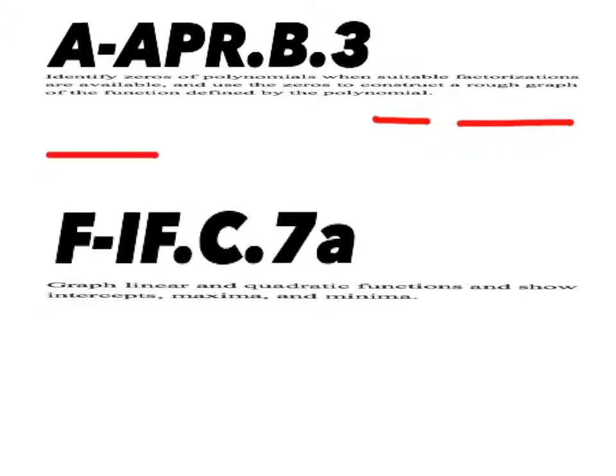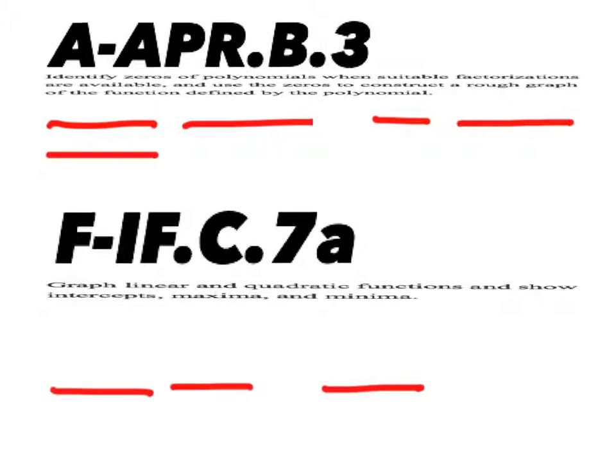You've already identified zeros of polynomials in the last 2 weeks. Those are the x-intercepts. And then F-IF.C.7e or C7e, graph linear and quadratic functions and show x and y intercepts, maximums and minimums. You've already done that, but not in a factored form.